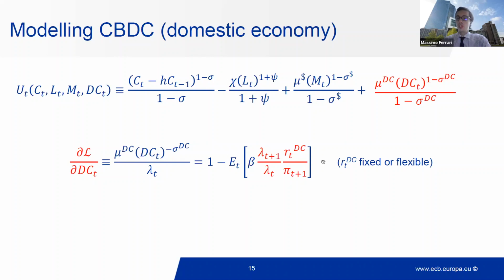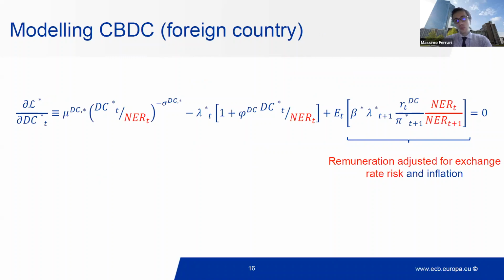We allow also the foreign household to buy the CBDC for the same reason. And this is their CBDC holding condition, which differs from the condition in the domestic economy for three items. First, you notice that the remuneration is adjusted for exchange rate risk. Why? Because, of course, foreign households are rational households, and they know that when buying the CBDC, they are investing in an instrument that is denominated in a foreign currency. So the total remuneration for this investment, of course, needs to take into account exchange rate.